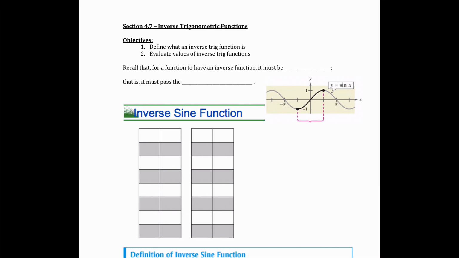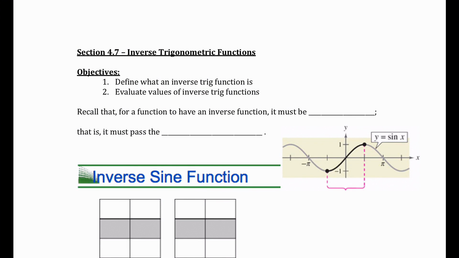Section 4.7 is about inverse trigonometric functions. So we're first going to define what an inverse trig function is, and then we're going to evaluate the inverse trig functions. So recall, for a function in order to be an inverse, it must be 1 to 1. And the way we've tested that is it must pass the horizontal line test.